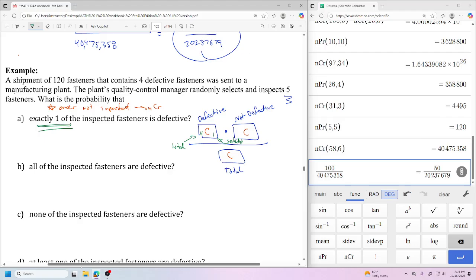So 4 are in the box that are defective, and I'm asking, what's the probability of pulling them out, and I get only 1 of them in my hands out of the 5? The same thing here for not defective. How many not defective ones do we have?